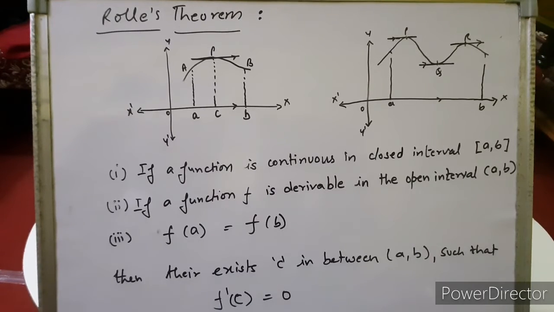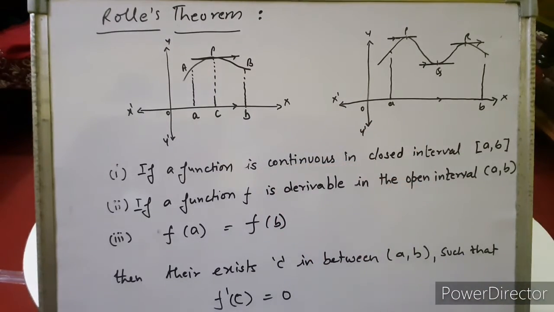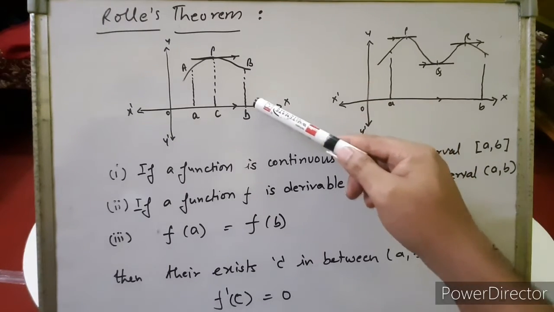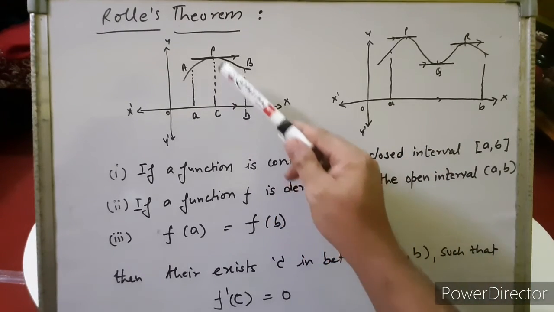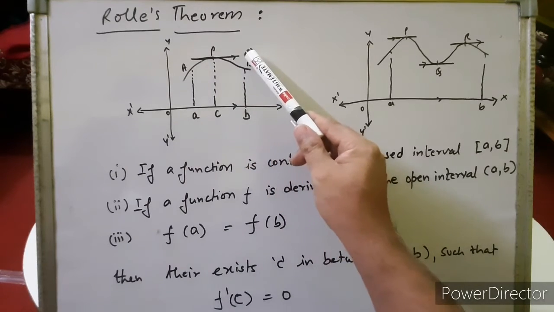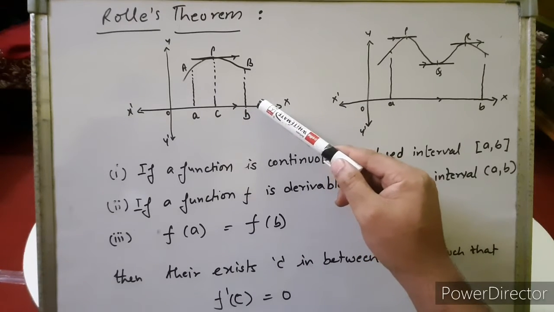Rolle's theorem states that whenever there is a continuous curve and there is an interval a and b, see, this is a continuous curve and this is the interval a and b, in between the interval, the theorem says there must exist at least one point C at which if a tangent is drawn, that tangent will become parallel to the x-axis. The theorem says that in between a and b there is a point C. At C, if we draw a tangent, that tangent becomes parallel to the x-axis. Right? This is the theorem.